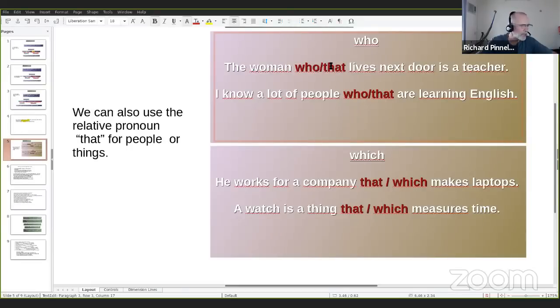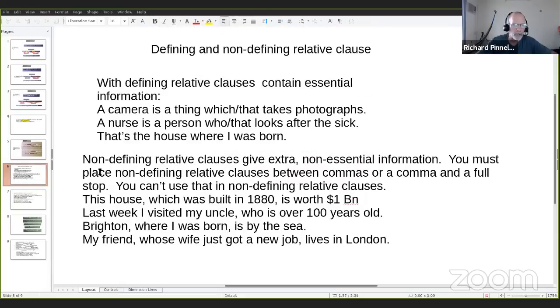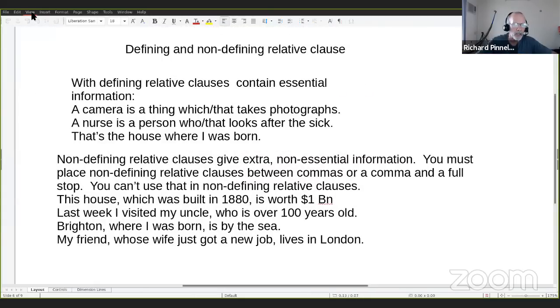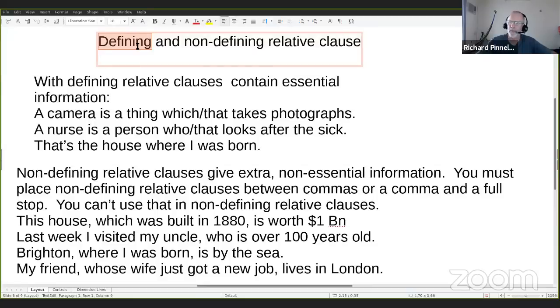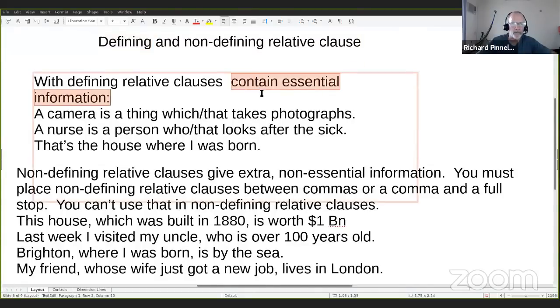But there is another type of relative clause, because all of these relative clauses that we have seen so far are what we call defining relative clauses. A defining relative clause contains essential information. What that means is if you remove the relative clause, the sentence loses its meaning.